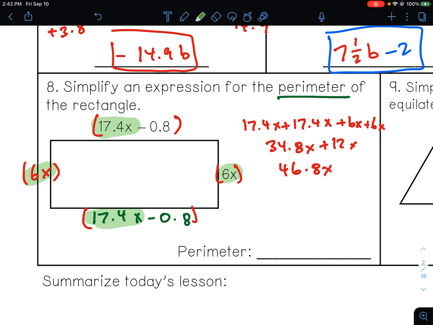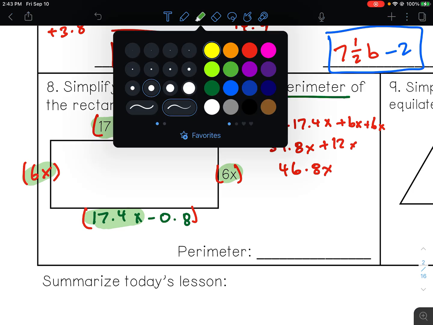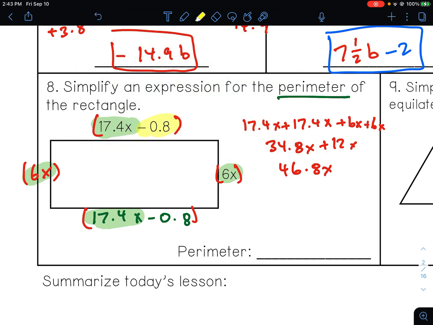All right, now I'm not done because all I did was add my x terms. Now I have to add my non-x terms, minus 0.8 and minus 0.8. Those are both negative terms, so two negatives combined together will make a bigger negative. So that's going to end up with negative 1.6. So my perimeter is 46.8x minus 1.6.